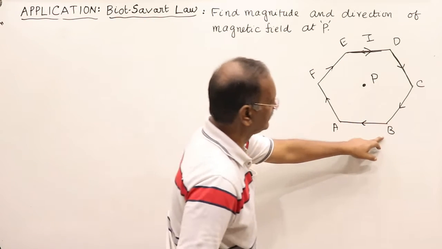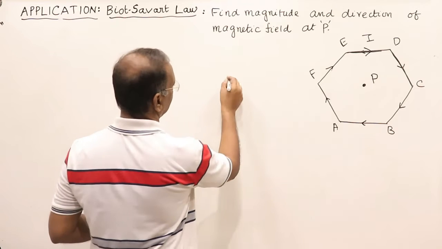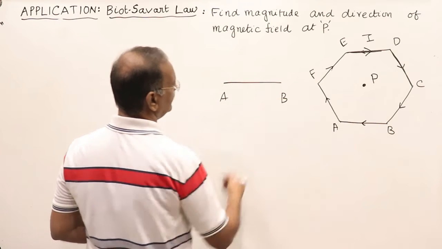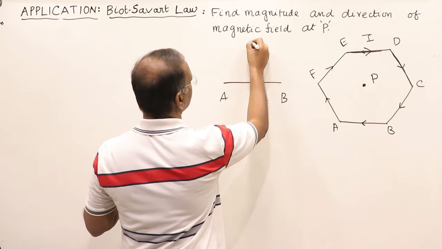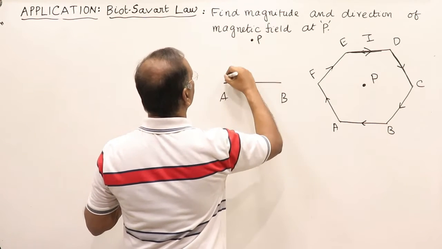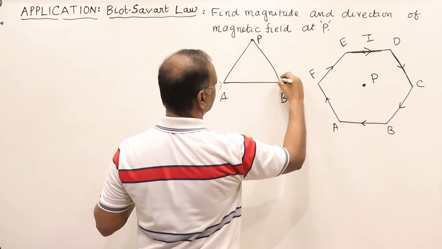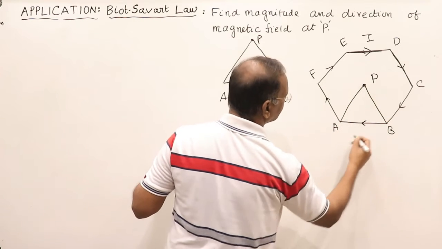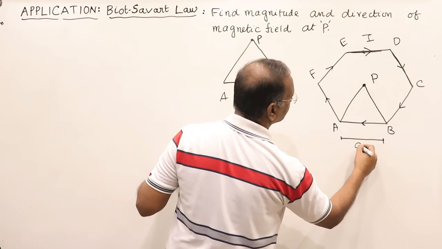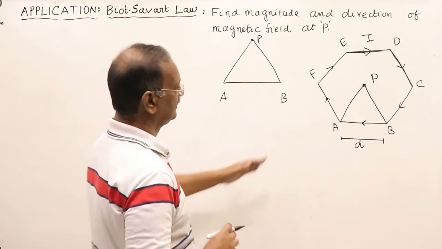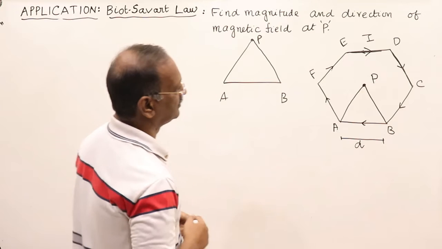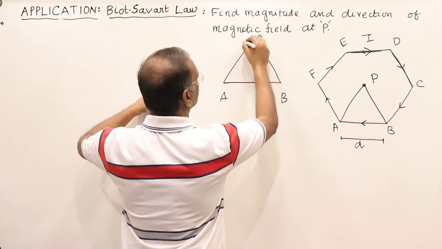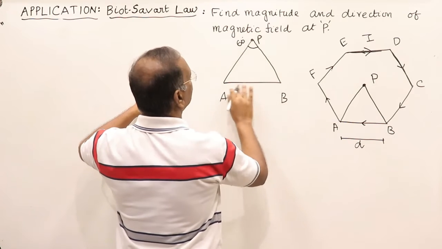First let us find out for this segment. See this segment, it is like this. This is A, this is B, and this is P. When we join these portions, since each side is d, it is a hexagon. For a hexagon, the angle will be 60 degrees for a side.